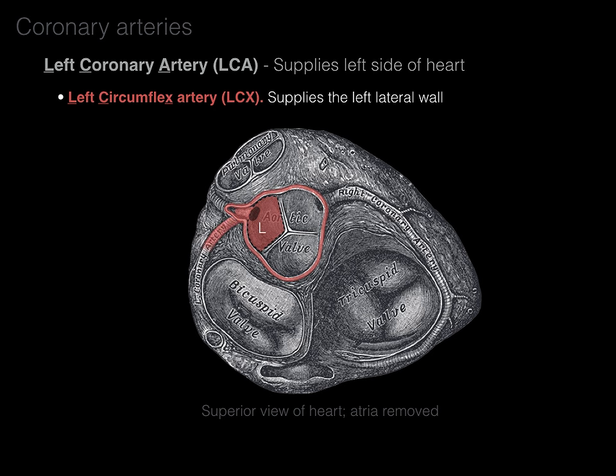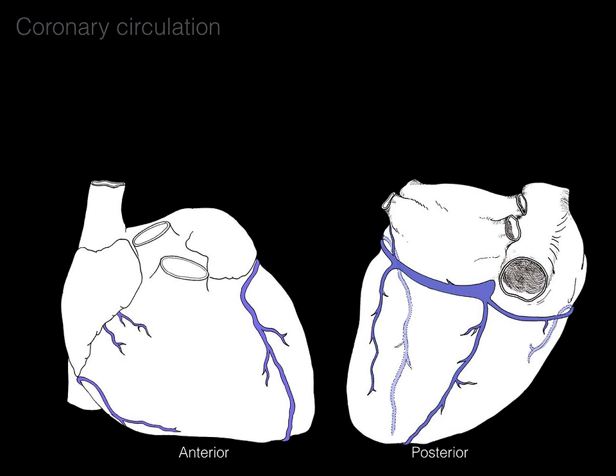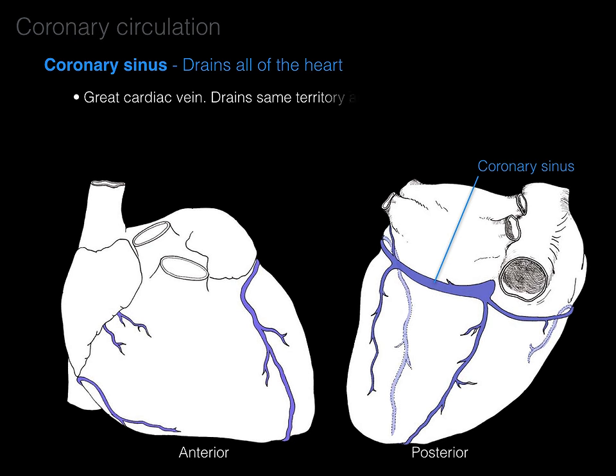And so in the superior view, there's that left circumflex. You notice it's coursing in that coronary sulcus, or coronary groove. Now, we've got to get the blood back to the heart, so we do it through the venous system, and there's a coronary sinus, and this is what drains all the tissues of the myocardium of the heart. And so there's our coronary sinus.